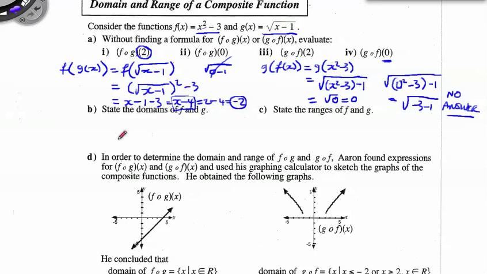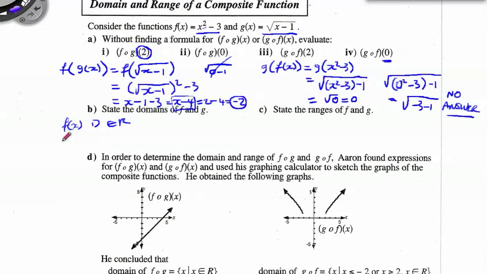State the domains of f and g. Well, let's look at it. Up here, what's the domain of this? Is there any number we can't put into x before it gets squared? No, we can square just about any number we like, so it doesn't really matter. So for f of x, the domain is all real numbers.